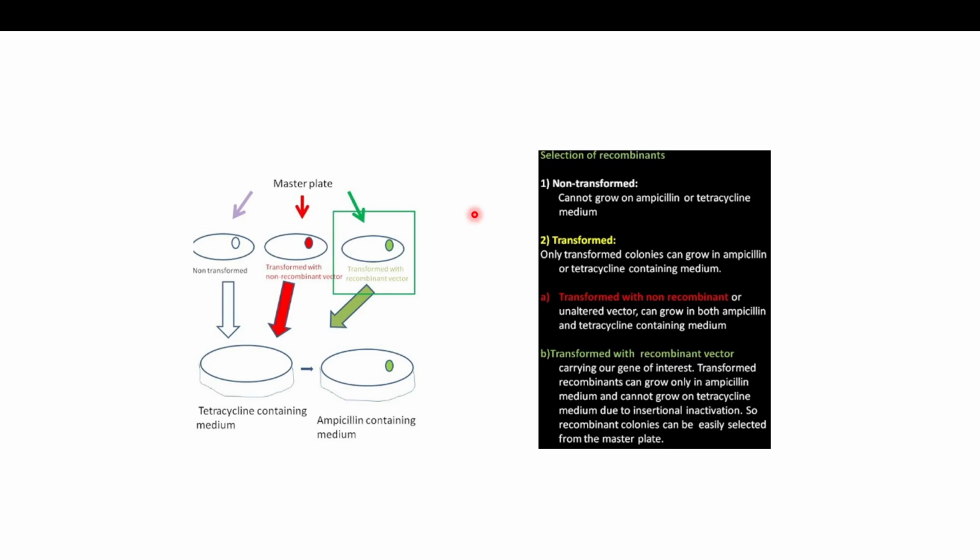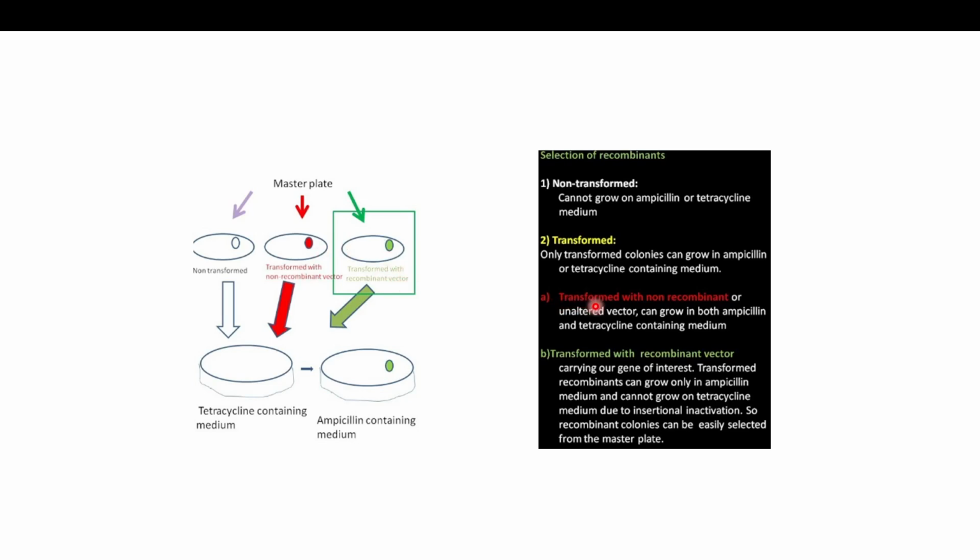So this is what has been shown here. When the cells haven't taken up anything, they cannot grow on ampicillin or tetracycline medium. Now, if the cells have taken up the plasmid having both these resistance genes, only then will they be able to grow on ampicillin or tetracycline containing medium. See, the transformed ones with non-recombinant vector and transformed with recombinant vector.